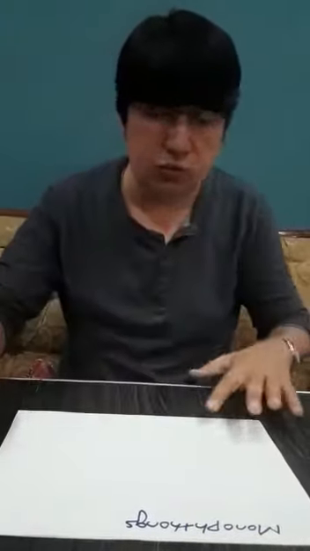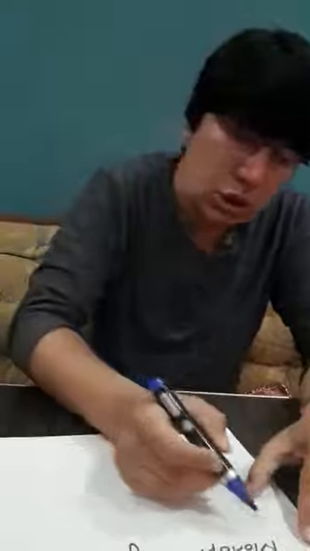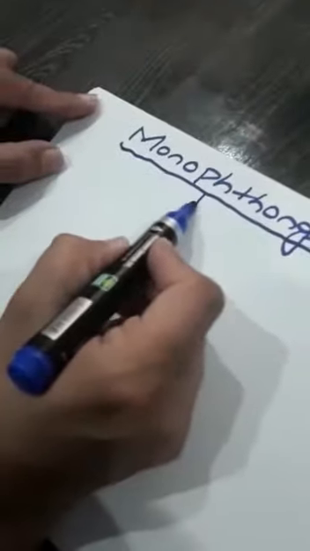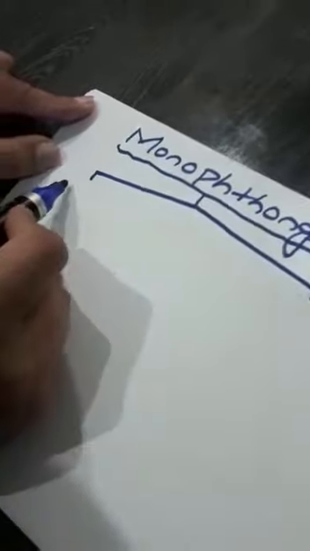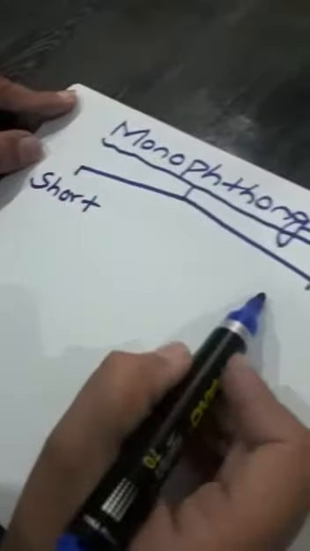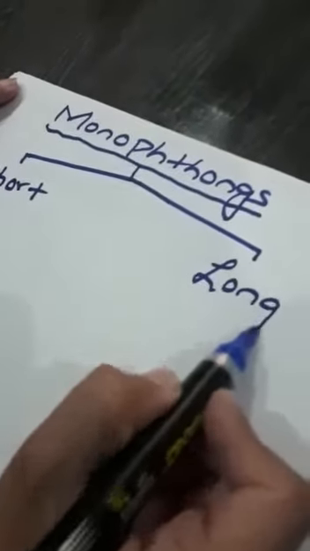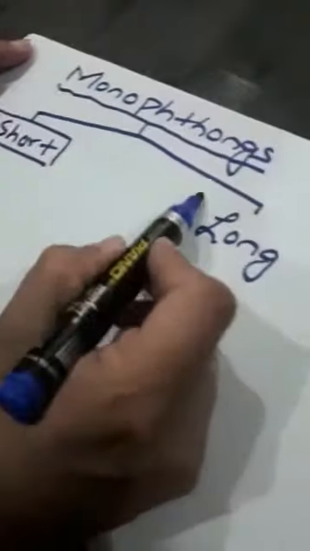If we have to divide monophthongs, they can be divided into two broad categories. What are these categories? Short vowels, and then we have long vowels. And how can we differentiate between these two categories of monophthongs, short vowels and long vowels?